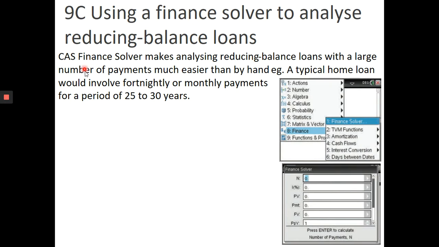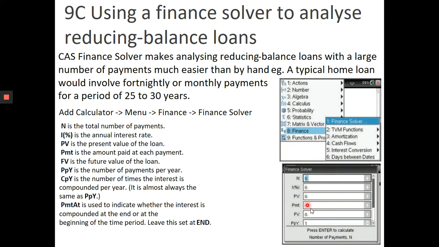So a typical home loan would involve fortnightly or monthly payments over a period of 25 years. So you've got to do these sort of calculations quite a lot. The way you get to it is you go finance, you go finance solver, and then you get this appear. So add calculator, menu, finance solver.